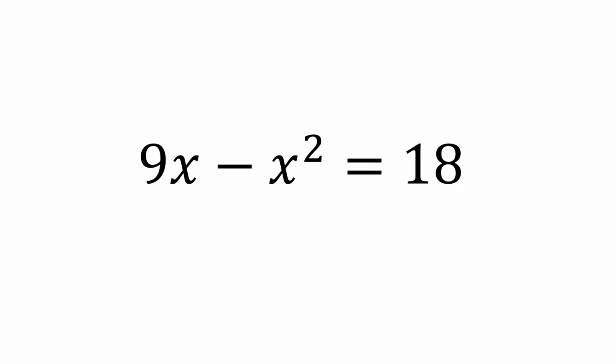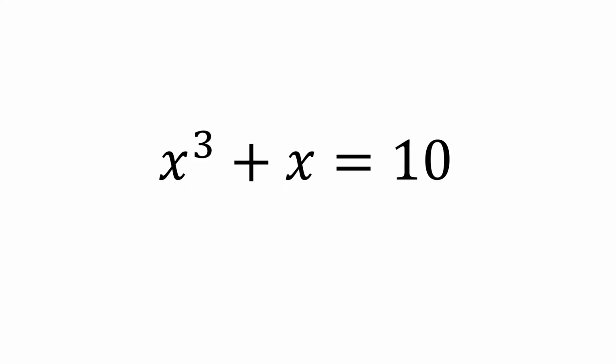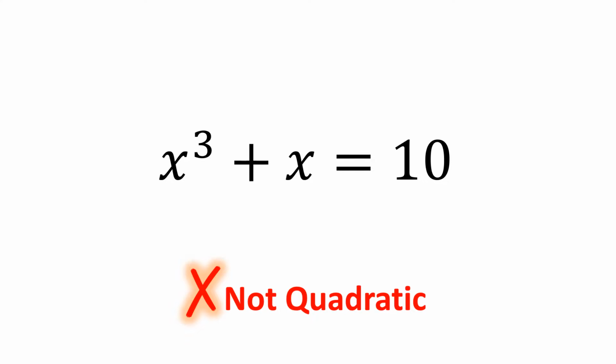9x minus x squared equals 18 is a quadratic equation. In this case, it is not written in standard form, but we can see that it is a polynomial equation and the highest degree of the variable is 2. An example of a non-quadratic equation is x cubed plus x equals 10. This is not a quadratic equation because the highest degree of the variable is 3.